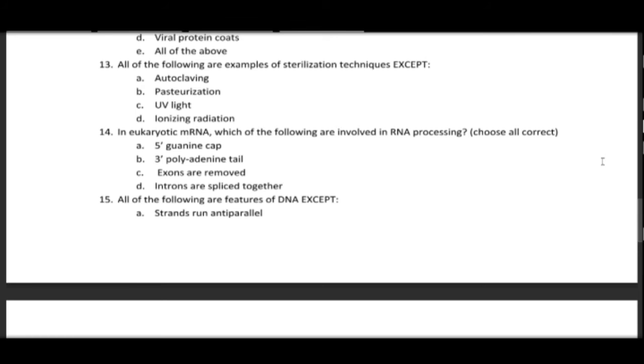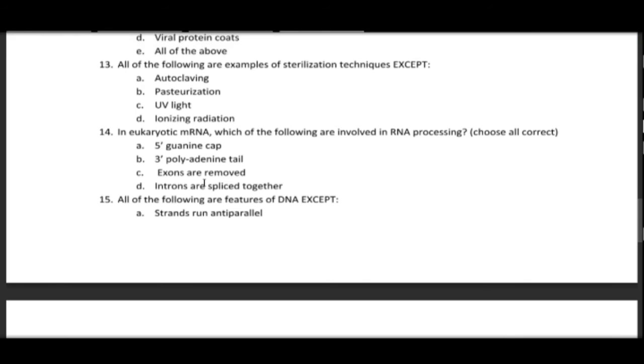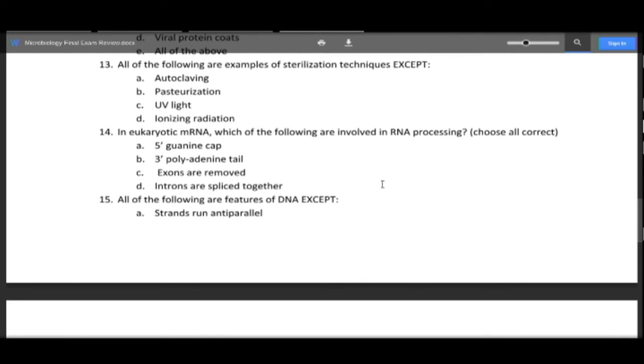Oh no, sorry, my bad. This is not on silent. Embarrassing. Okay. Anyway, so we have 5' guanine cap, 3' poly A tail, exons being removed, and then introns spliced together. And this is true as all apply, so we have to know exactly what's going on.